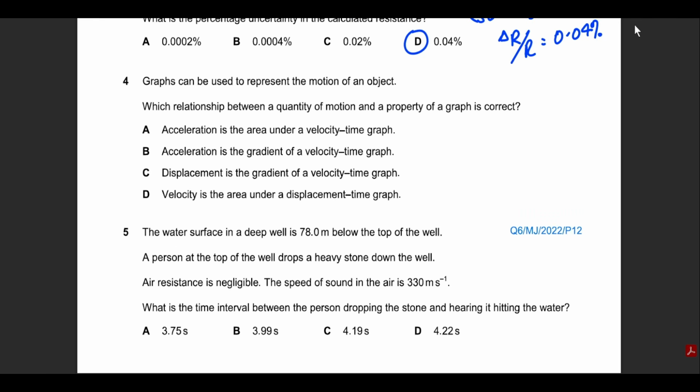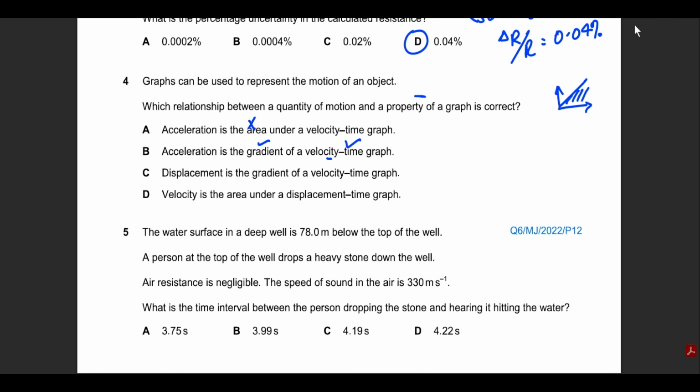Question 4 says graphs can be used to represent motion of an object where a relationship in quantity is representing the property. Now, we understand that for every graph, there are two things we can check very quickly. First is what the area is going to represent, and the second one is what the gradient represents. So we're just going to match their attributes to the respective graph. So the first one is acceleration is area. Acceleration is never the area of anything. And then the acceleration is the gradient, looks like it, of the velocity.